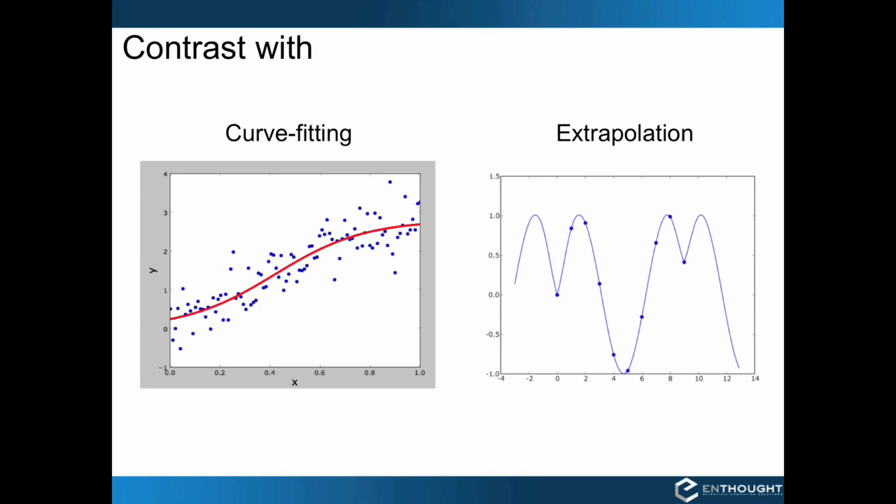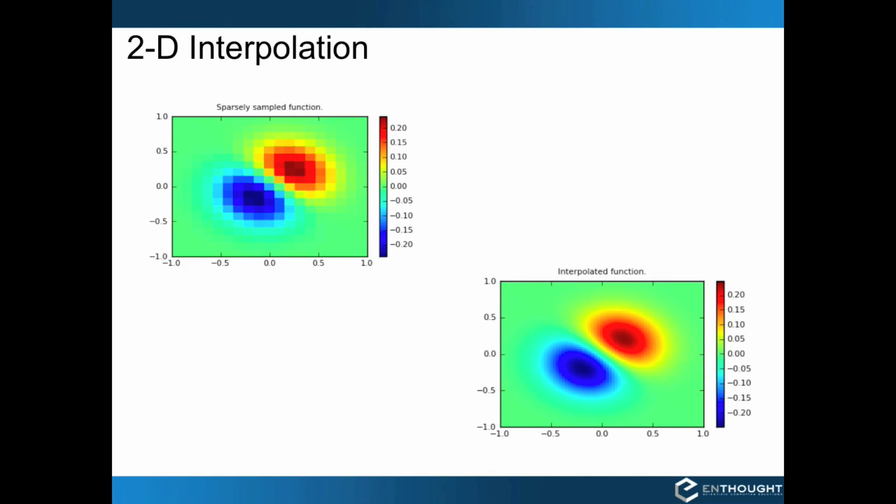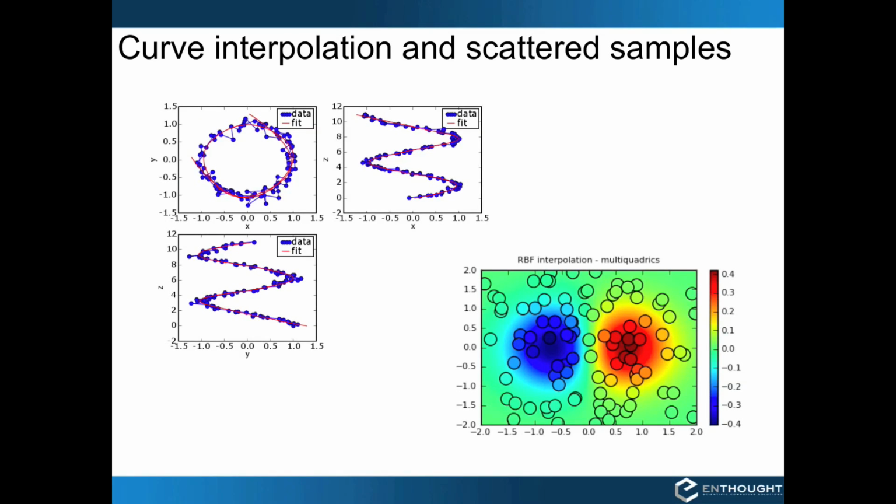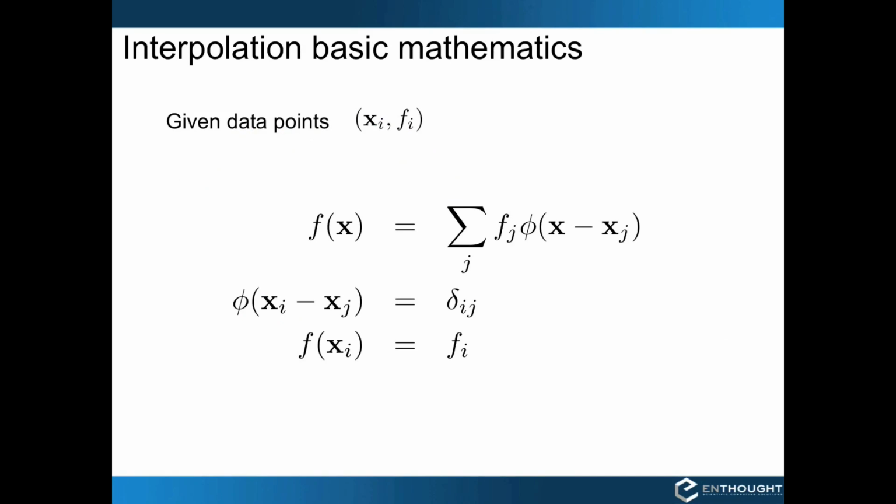This is also to be contrasted with extrapolation, where you try to find a curve for data points outside of the given region of data. So in this discussion, we'll also be talking about 2D interpolation and a little bit about scattered interpolation. My main desire is to just walk through a few examples in this screencast to show how interpolation can be accomplished with some of the tools available in SciPy, basically some of the main tools available.